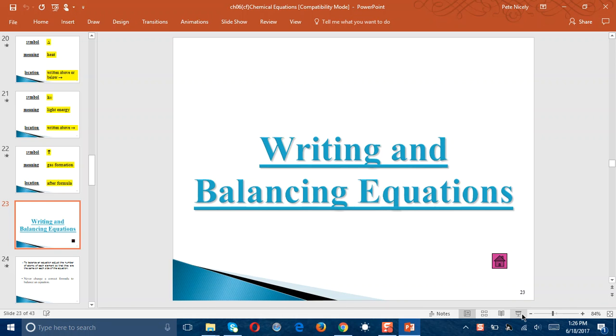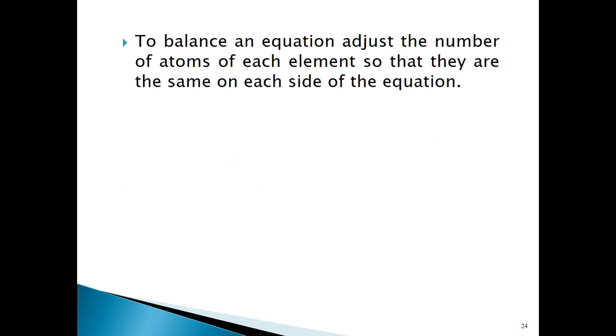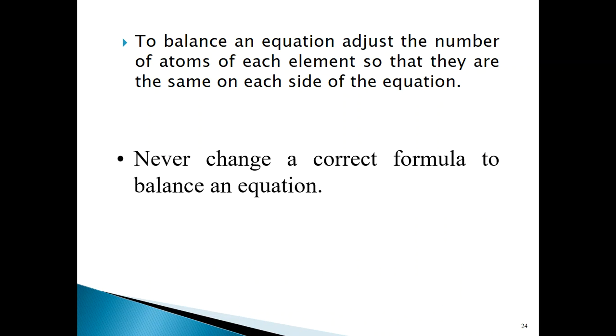Okay, so now we're going to talk about how we go about writing and balancing an equation. To balance an equation, what we have to do is adjust the number of atoms of each element on either side so that they're the same on both sides of the equation. All right, that is basically the aim of this type of exercise.